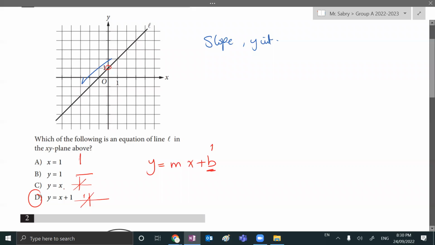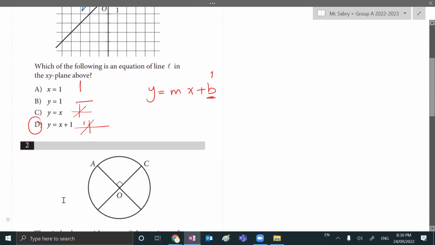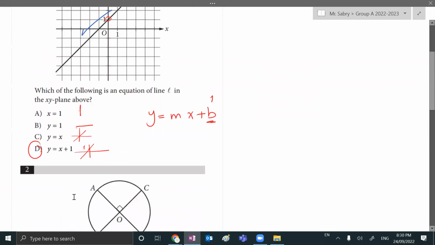Is this one clear, or is there any problem? This is clear, but I have a question.